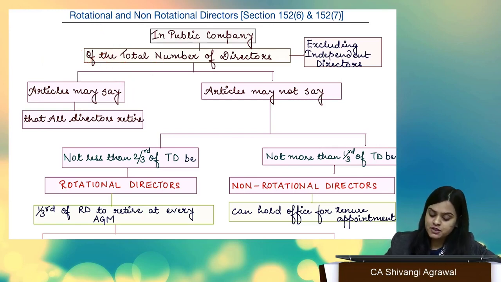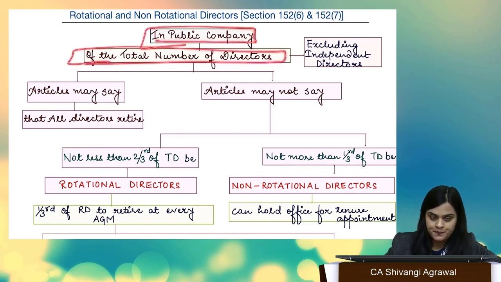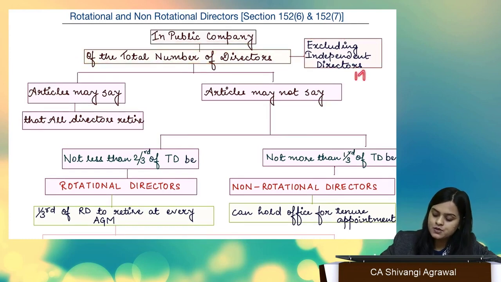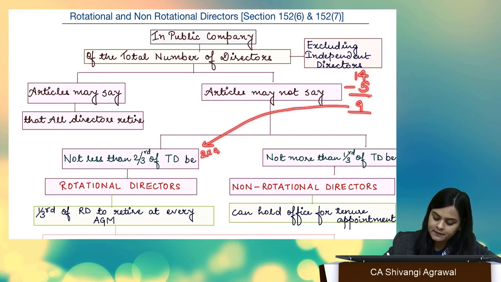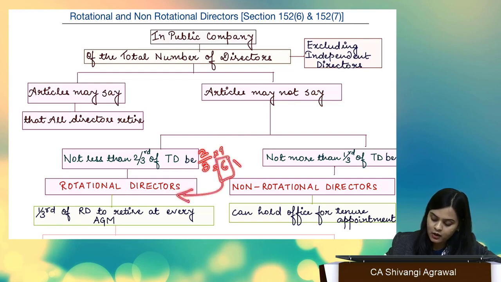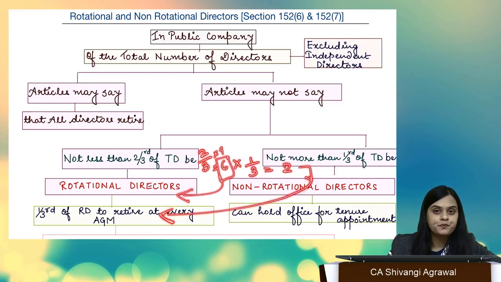Now, if we are talking about a public company, from the total number of directors, minus your independent directors. Supposedly, a company has a total of 14 directors and 5 are independent directors, 9 are left. Out of this 9, 2/3 of 9, that is equal to 6, will be rotational directors. And out of the 6, 1/3, that is equal to 2, will be retiring. They will retire at every annual general meeting.